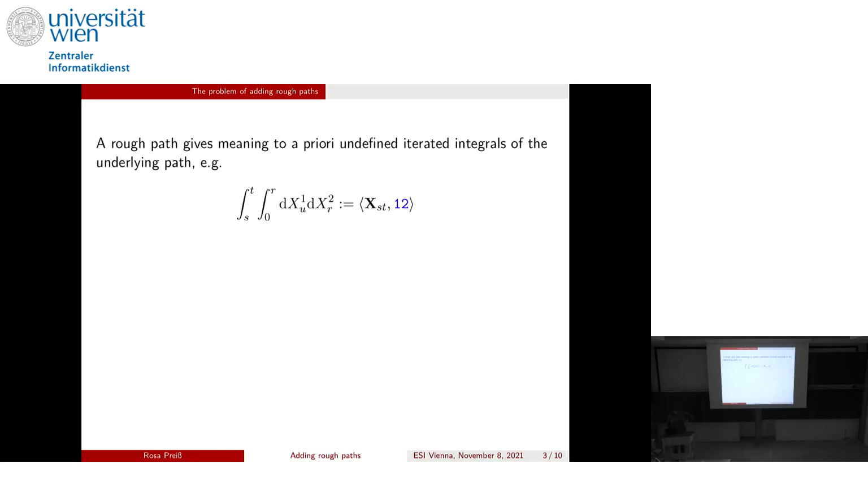Now, speaking of adding rough paths, first, as I told you, a rough path gives meaning to iterated integrals of the underlying path, which is in general so irregular that the Stieltjes integral on the left-hand side is actually not well defined. And so we do it the other way around. We now use the rough path on the corresponding word to actually define this Stieltjes integral.